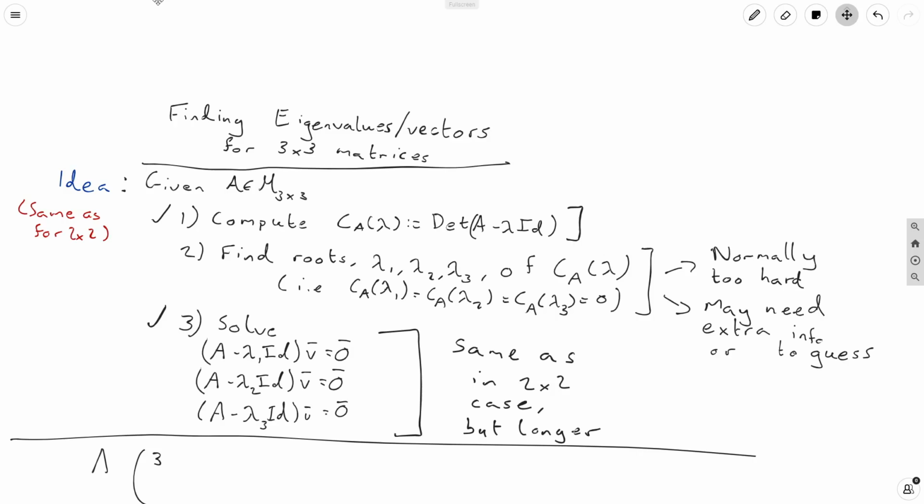The focus of this video will be finding the roots of the cubic polynomial. Normally, this is really too hard to do on paper. So if we're given this question in an exam or something like that, we should expect that we'll get extra info or a clue to guess or something like that.